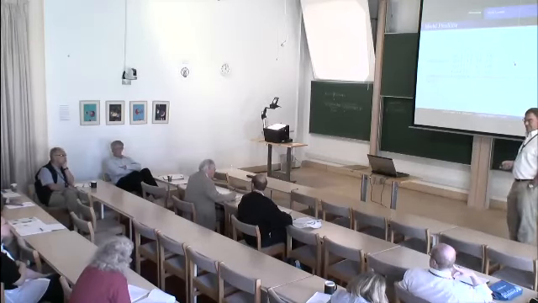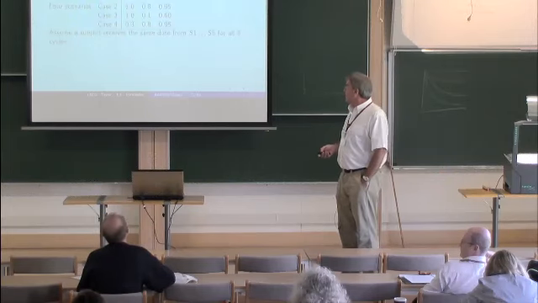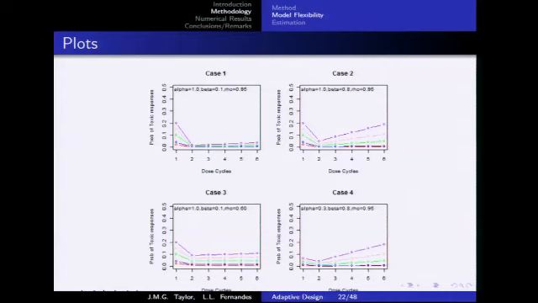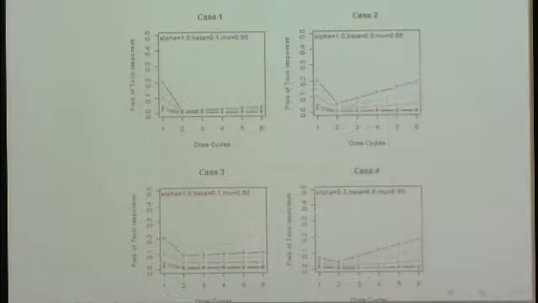All right, so 4 cases, different values of alphas, betas, and rhos. You probably can't see this very well, but there are 5 lines on each of these little graphs, and each graph corresponds to the 4 scenarios. For example, you see in case 1, various values of the parameters. The top line is the proportion of toxicities you'll see among a large number of patients at the first cycle, at the second cycle, at the third cycle, etc.